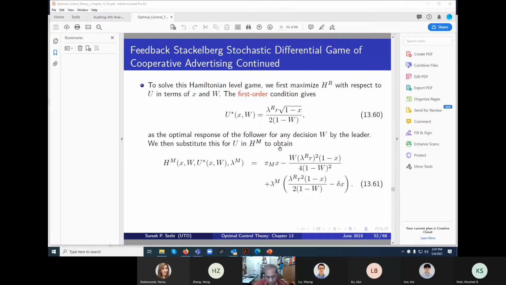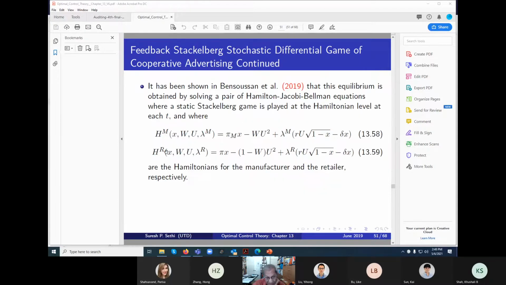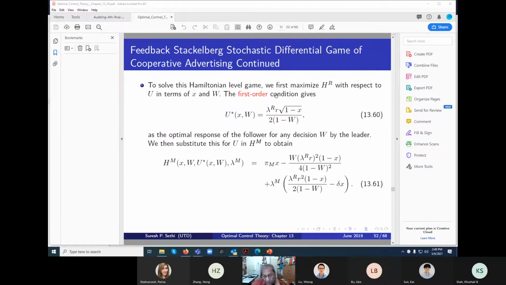So to play the Hamiltonian game is like a newsvendor. First, for any w that the leader will announce, which is the subsidy rate, I will maximize the Hamiltonian. This is the retailer's problem. The retailer is going to maximize the Hamiltonian for a given w. For a given w, I will take the derivative of H with respect to u. And of course, it will then be a function of x and w. So we have a u star of x, w, which is given by this.